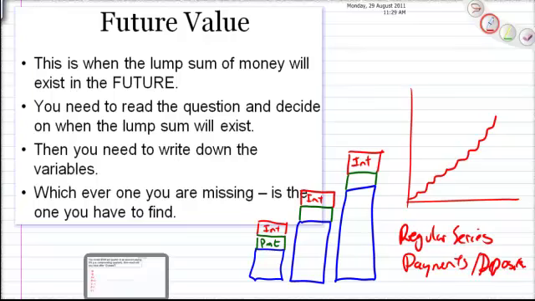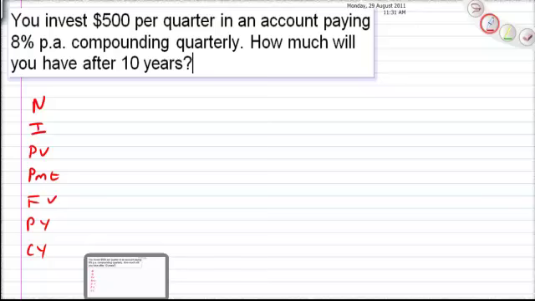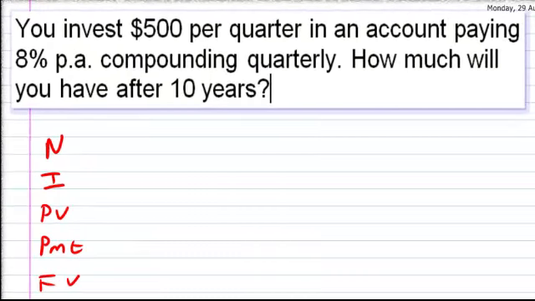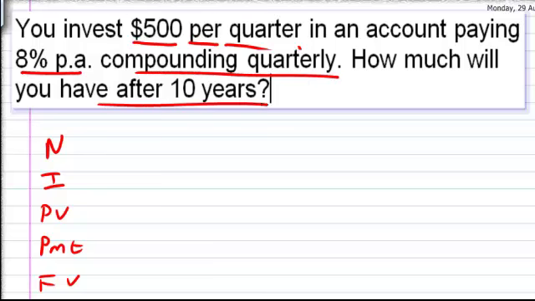So let's have a look at an example of a straightforward future value annuity, and see how you go. You invest $500 per quarter in an account paying 8% compounding quarterly. How much will you have after 10 years? Now notice that you're putting in $500 per quarter. So that is a regular series of payments going into this account, a regular series of deposits. It's 8% compounding quarterly, and it's over a 10-year period. So you look for that word compounding, so it's got to be some sort of compound interest question, and then you look for whether it's a series of payments or deposits. Now we've got a series of payments going in here, so we know that it's got to be an annuity.